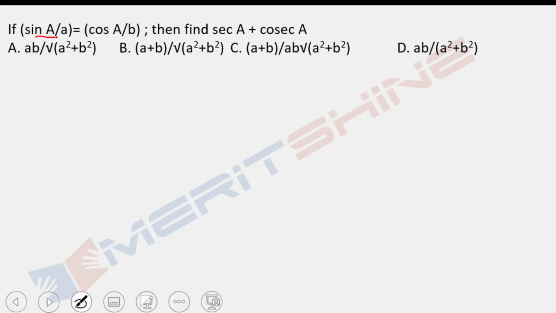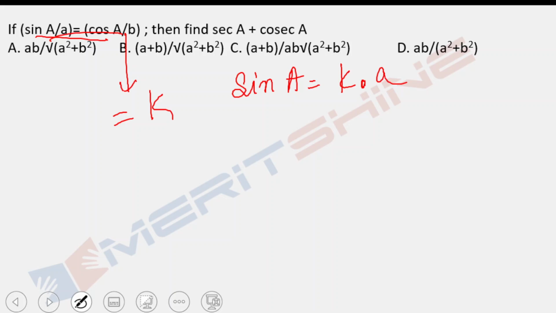Okay, this is the second kind of question of eliminating variable. Here, you have 2 expressions equated together. So what do we do? In these kinds of questions, we assume both to be equal to k. So I'll have sin A to be k into a, where k is any constant, and cos A to be k into b, right? Now, I'll have to find sec A and cosec A.